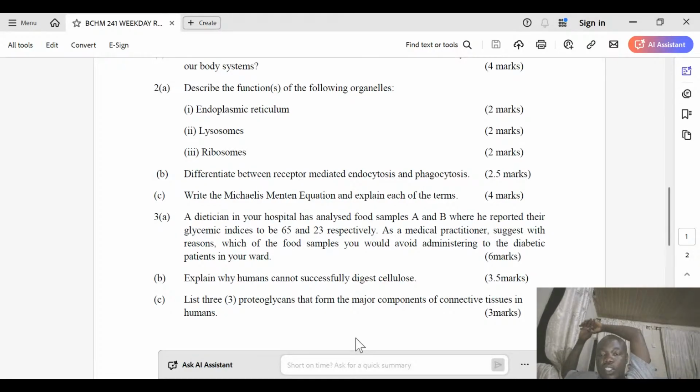Endocytosis, Deborah Joseph, endocytosis is the movement of particles into the cell with the aid of energy. Are you sure? The question says, what is the difference between receptor-mediated endocytosis and phagocytosis?